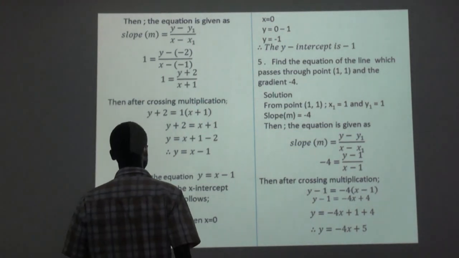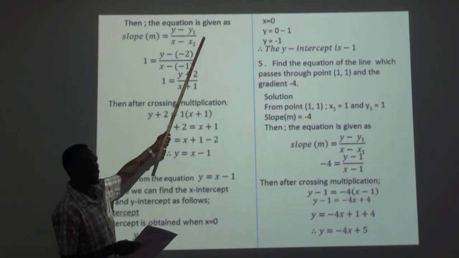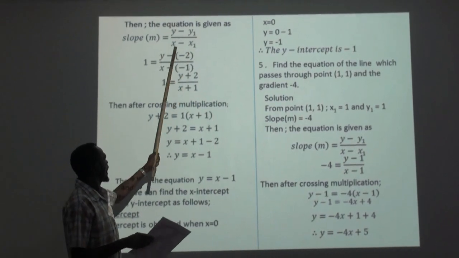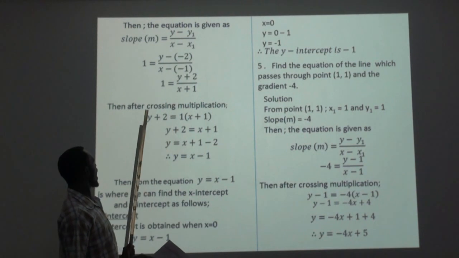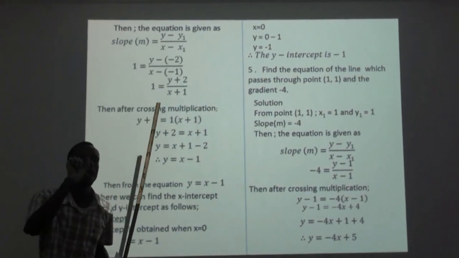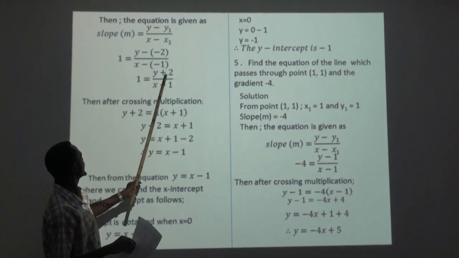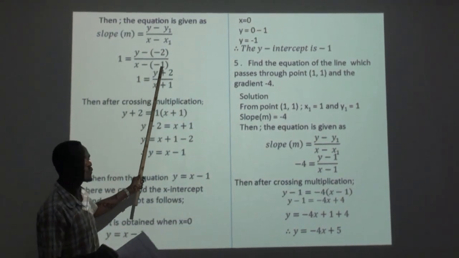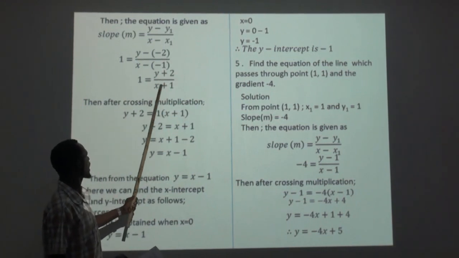Now, after we have got the gradient, our gradient now is 1. This is the formula that can be used to calculate an equation. That is to say, the equation is given as slope equal to y minus y1 over x minus x1. Now we substitute. y1 was negative 2 and x1 was negative 1. Now, remember we have two signs between the terms. We have to remove one of them. How? By multiplying. That is why we say y plus 2, x plus 1. Negative times negative is equal to positive. Negative times negative is equal to positive. And that's why we say 1 is equal to y plus 2 over x plus 1.